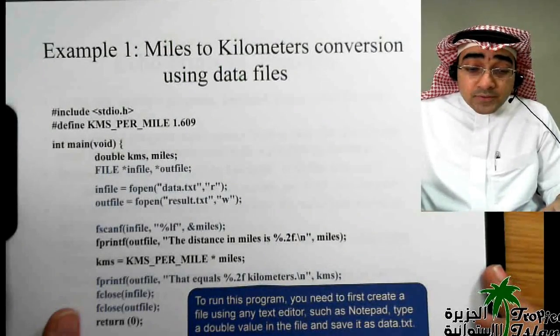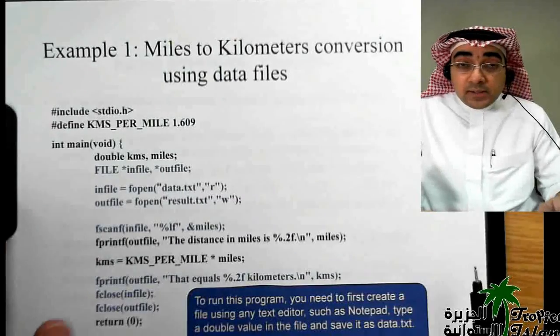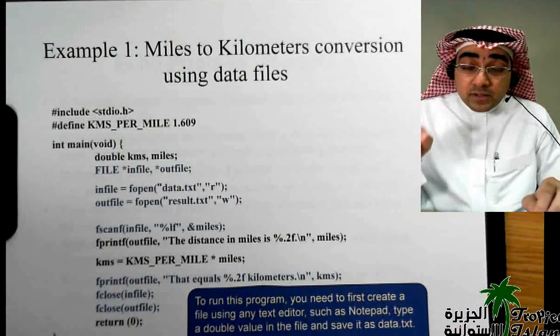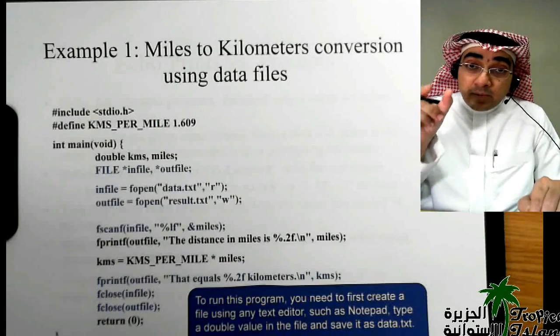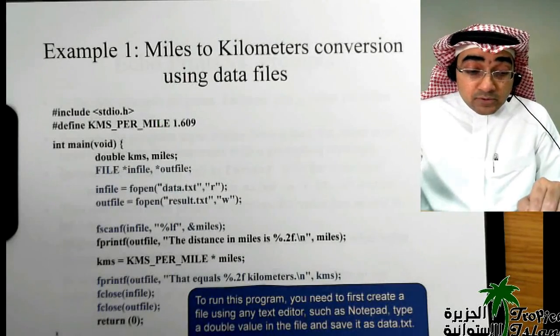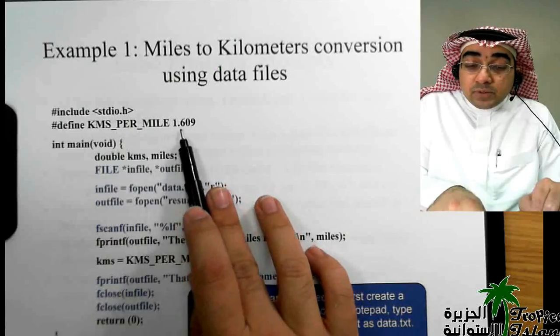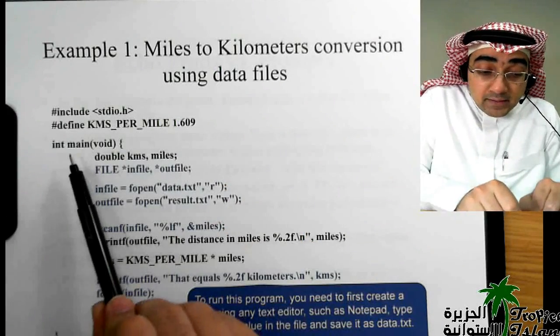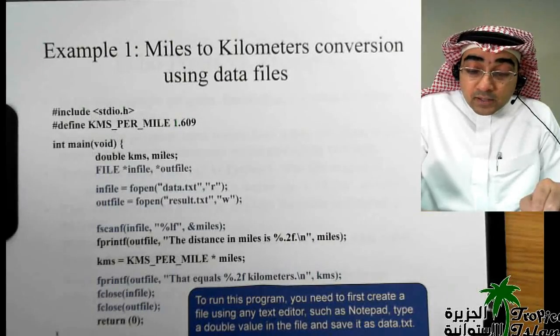The example is we want to convert miles to kilometers using a data file. So I have a data file which has a single data entry in it, and I know that it's in miles, and I want to convert it to kilometers. So I start with my hash directives, and I define kilometers per mile as 1.609, and then I go to int main void, and I declare my variables, double miles and kilometers.